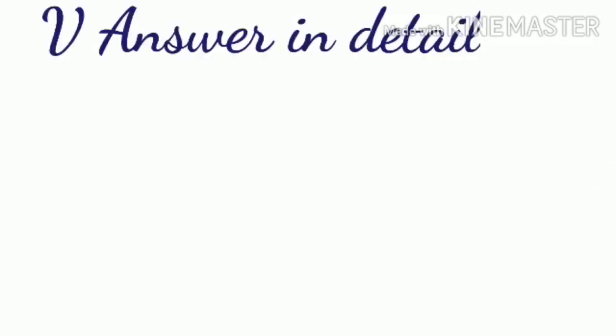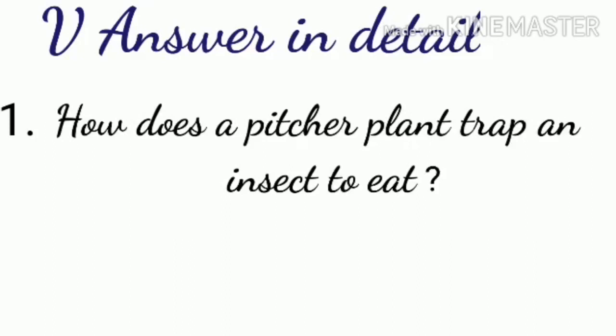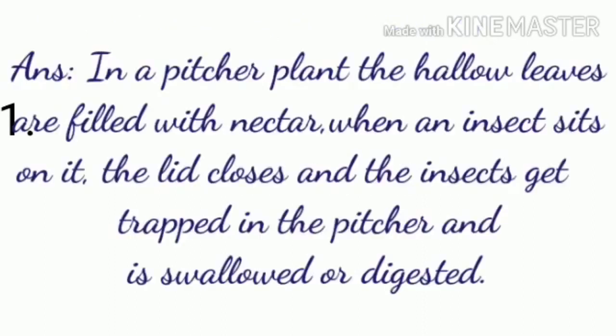Roman 5. Answer in detail. Question 1. How does a pitcher plant trap an insect to eat? Answer. In a pitcher plant, the hollow leaves are filled with nectar. When an insect sits on it, the lid closes and the insect gets trapped in the pitcher and is swallowed or digested.